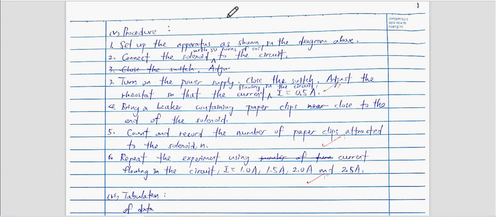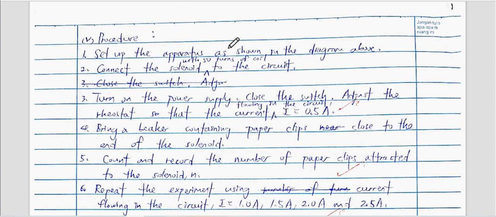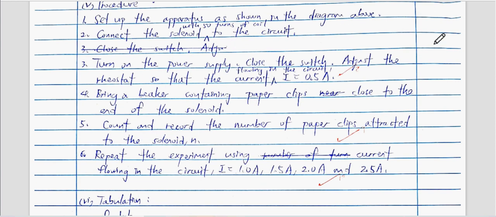Now the procedure. So there will be 3 marks for the procedure. As usual, this one has no marks but just write it. Set up the apparatus above. Connect 50 turns of coil for the solenoid. This one also has no marks but it's good to write.